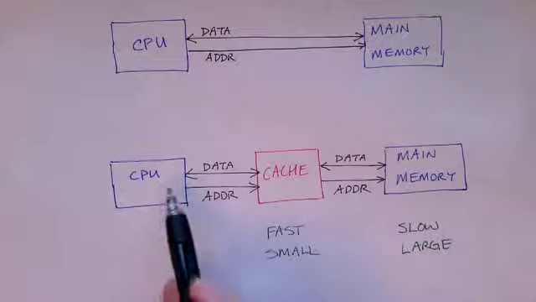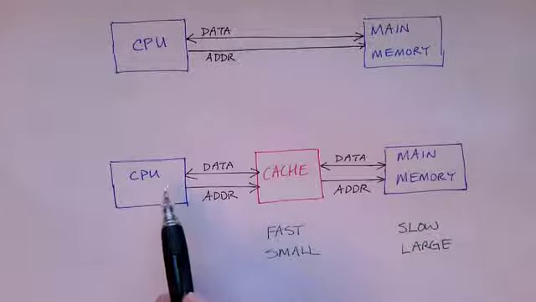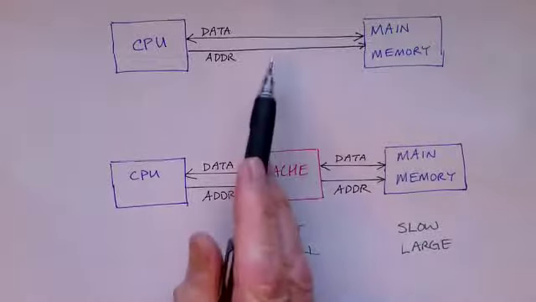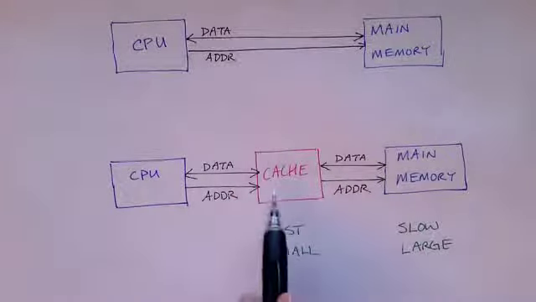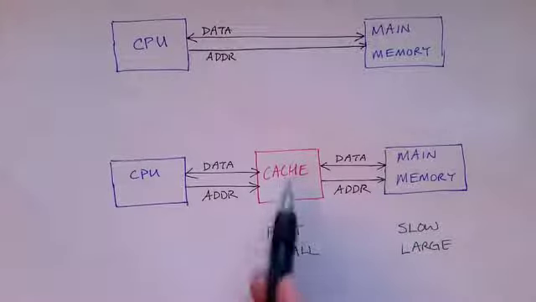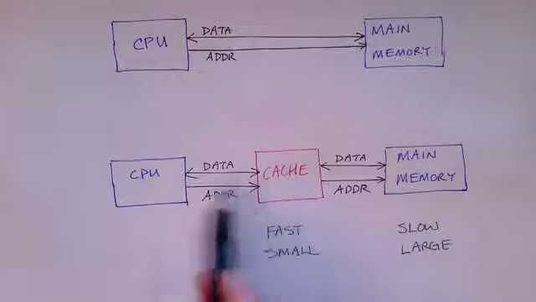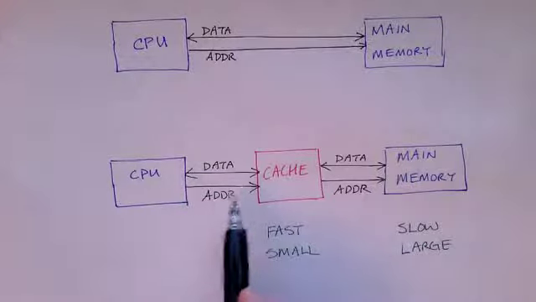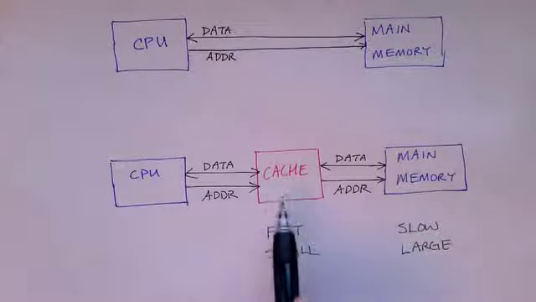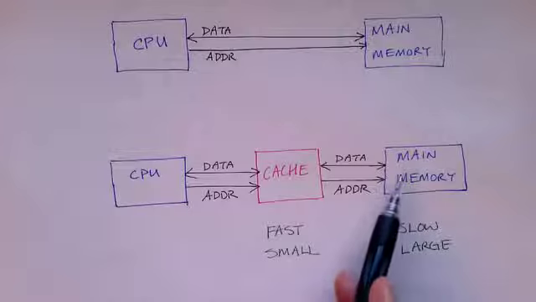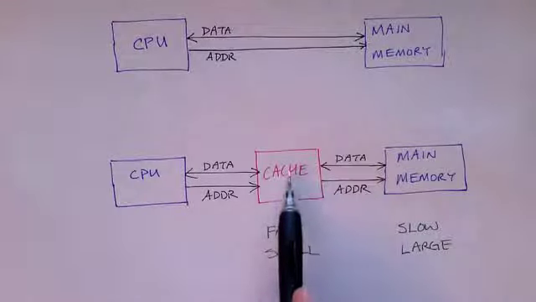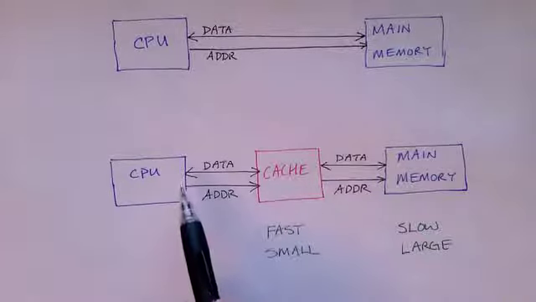The CPU, when it wants to do a read from memory, will send an address out, just like above in this diagram here, but that address will be intercepted by the cache. If the data the CPU is looking for happens to be in the cache, then the cache can return it immediately and quickly. If the data that the CPU is looking for is not in the cache, then the cache will go ahead and forward the address to the main memory. The main memory will then send the data to the cache, and the cache will forward it to the CPU.